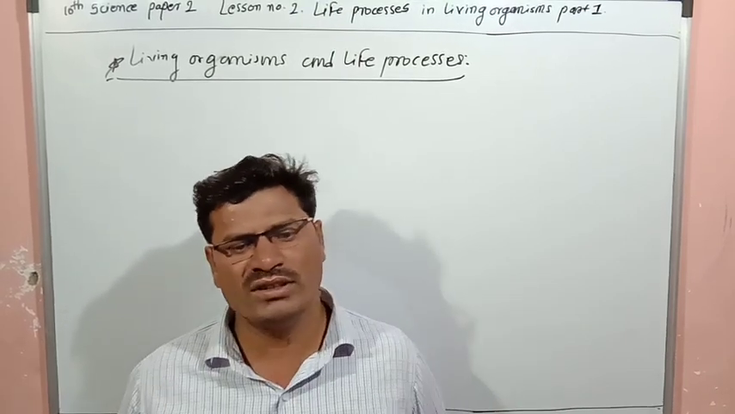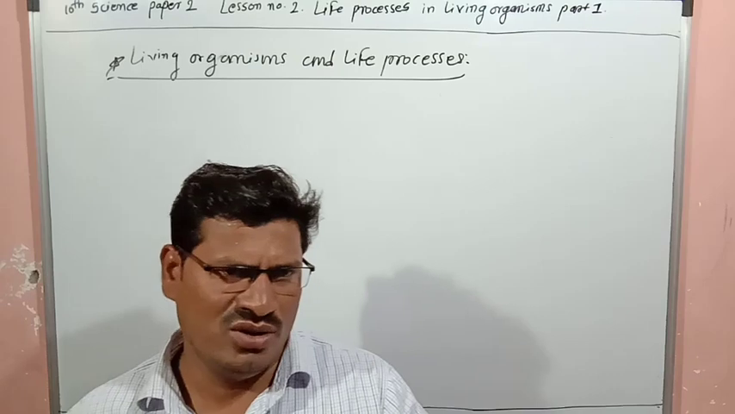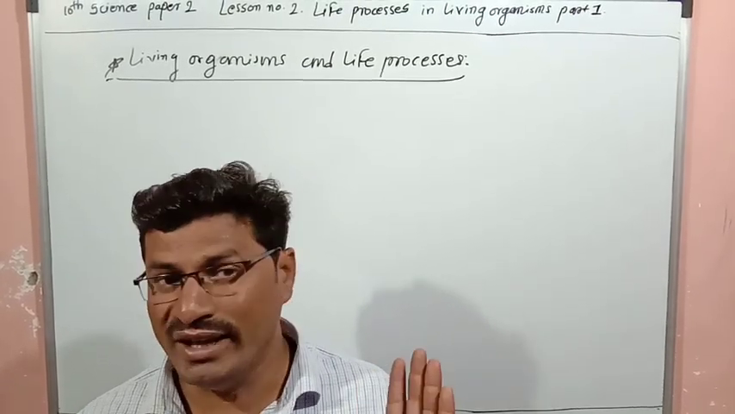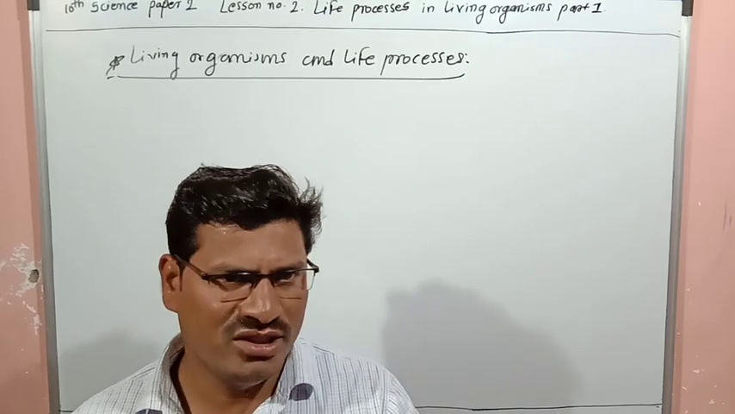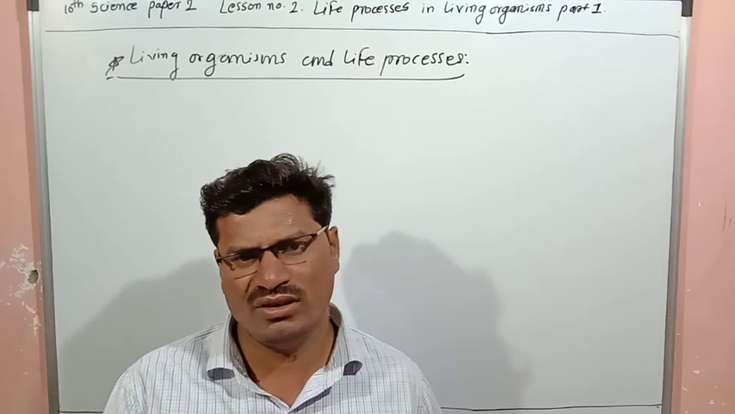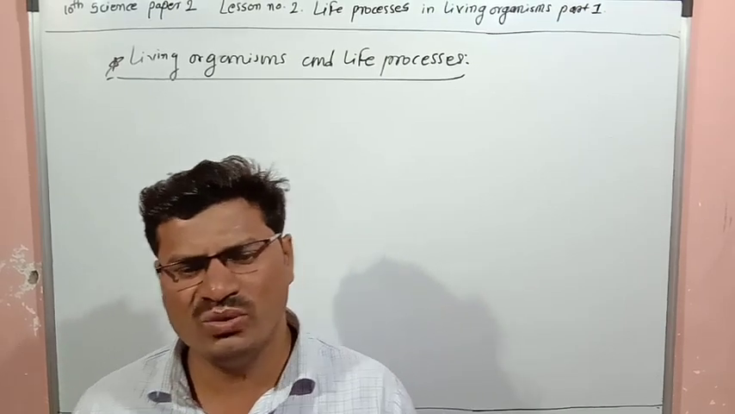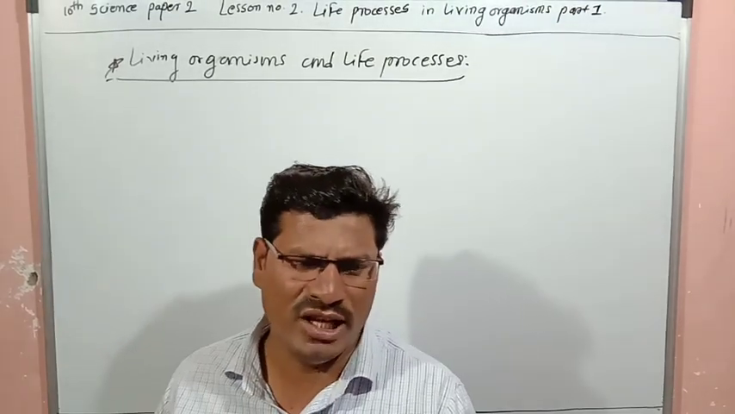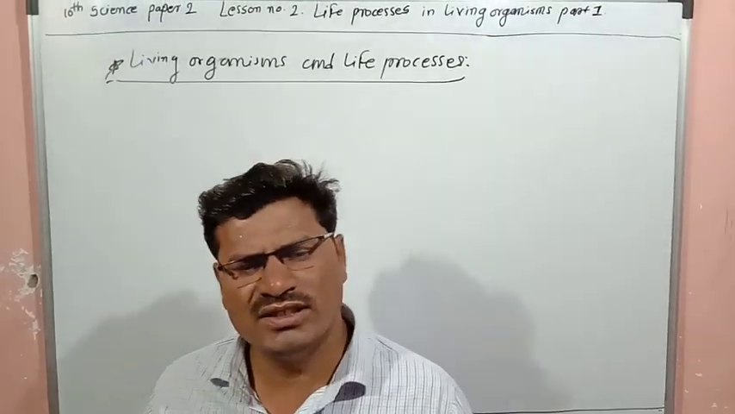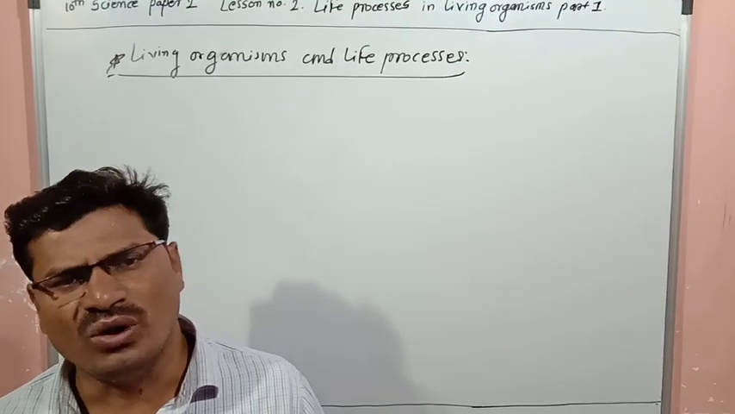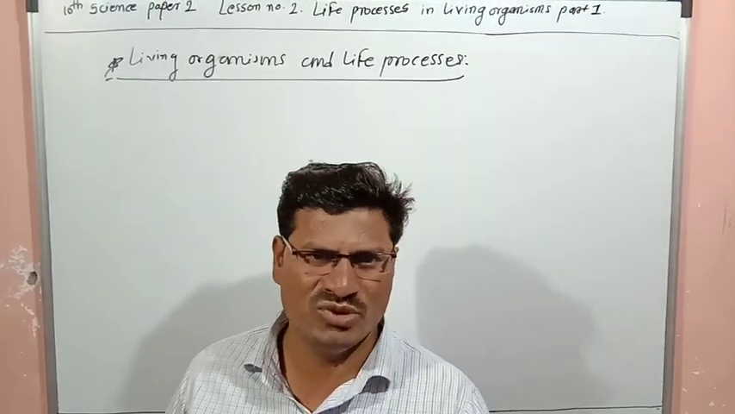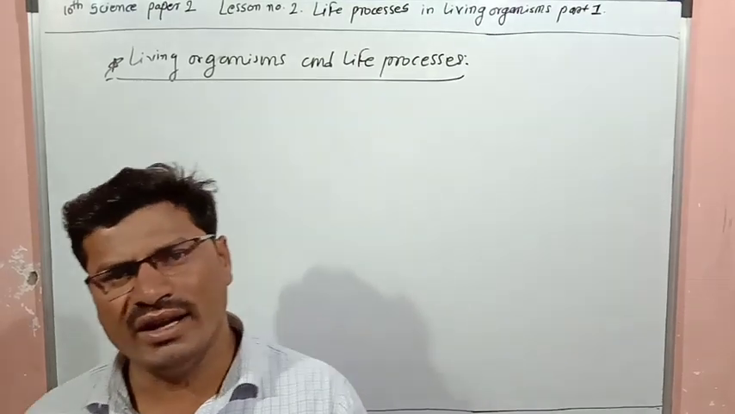The third point is that in the various systems or life processes occurring inside the human body, some internal organs as well as some external organs are involved. The fourth point is that these systems are working in all living organisms, not only in human beings.